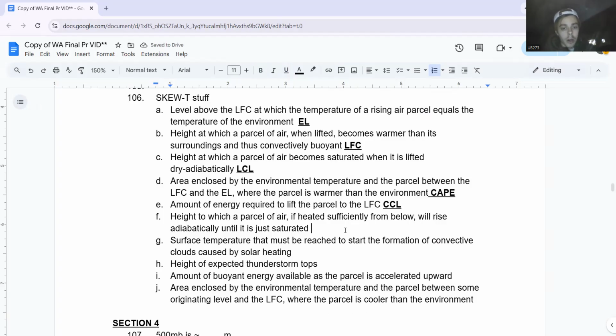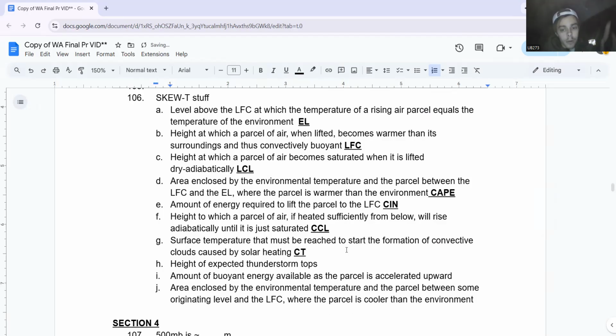Height at which the parcel, if heated sufficiently from below, will rise until it's just saturated. Oh, this is the CCL. Sorry, the other thing is wrong. The amount of energy, I should have known that. It's not a level, it's the energy. So energy that could only be K per sin. This is sin. Sorry about that. Surface temperature that must be reached. The only thing that we could have is CT.